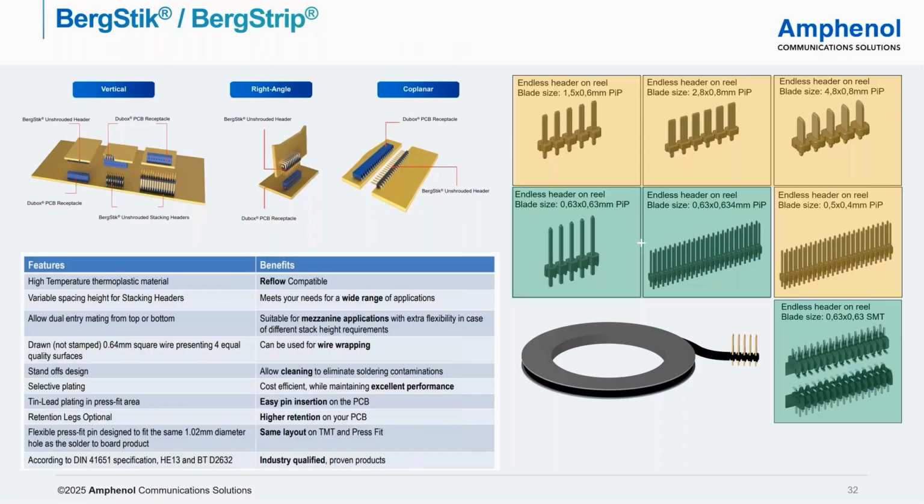We have two types of pin headers. We have a burr stick and a burr strip. Burr stick means you have a connector which you will put into a tape on reel and deliver with a defined pin count to a customer who will put this on their PCB.